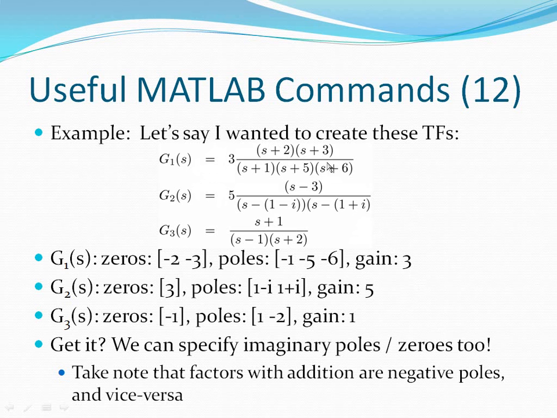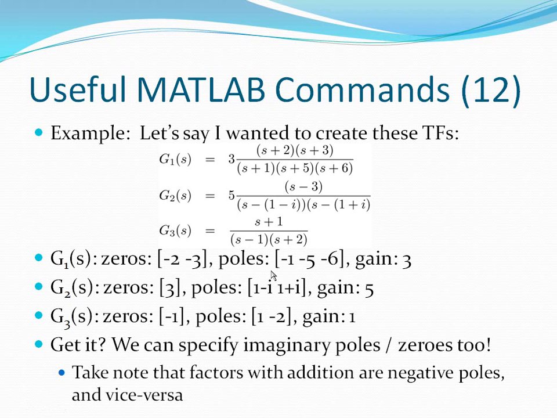And then if I wanted to do this one, you'll have a gain of 5, and then I have a zero at +3, and then I'll have imaginary poles here. So I is supported too. So this is 1 minus I, and then 1 plus I. And then the same thing for this one. I have no gain, it's just a gain of 1. And then you have a zero at -1, and then 1 and minus 2. So we can specify imaginary poles and zeros too.